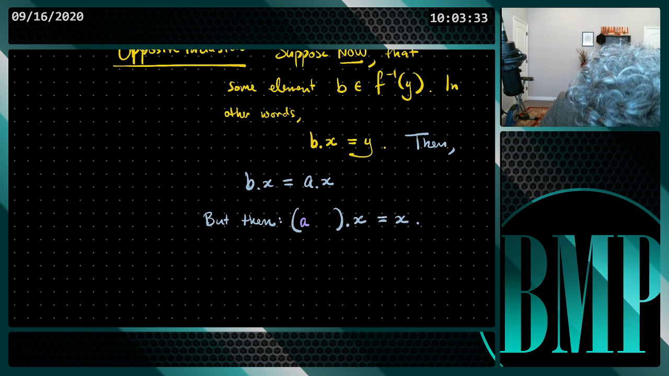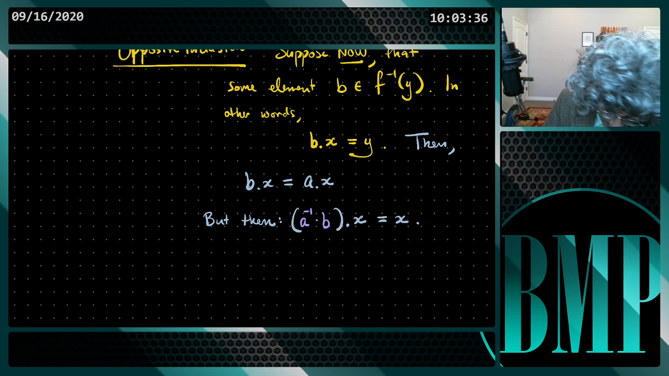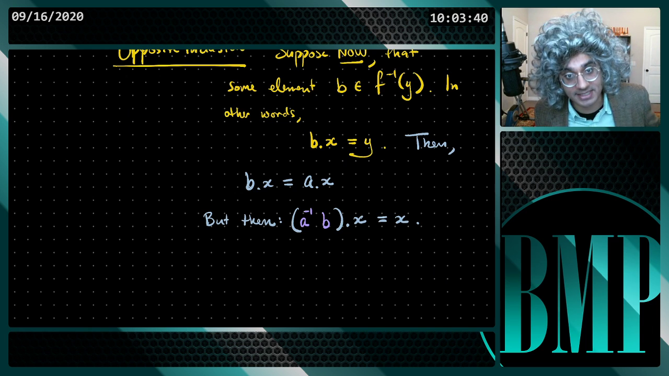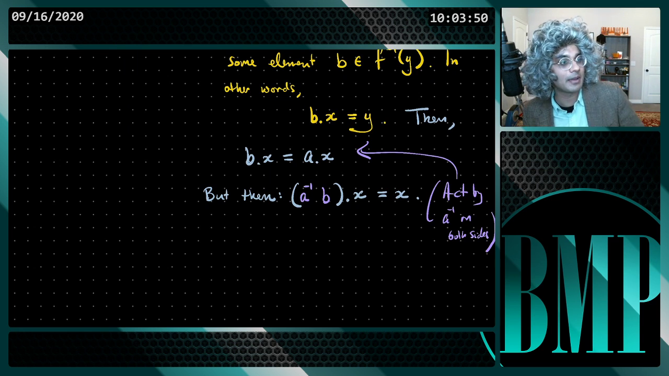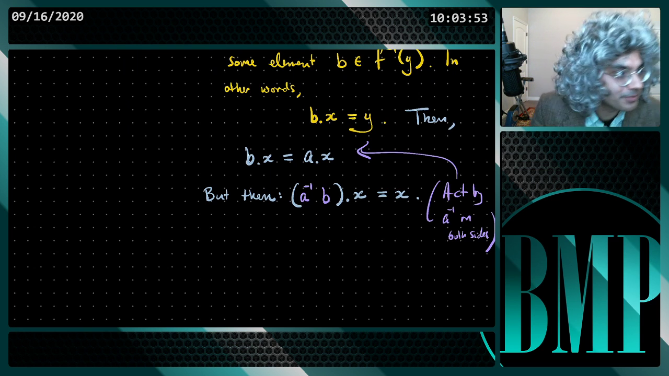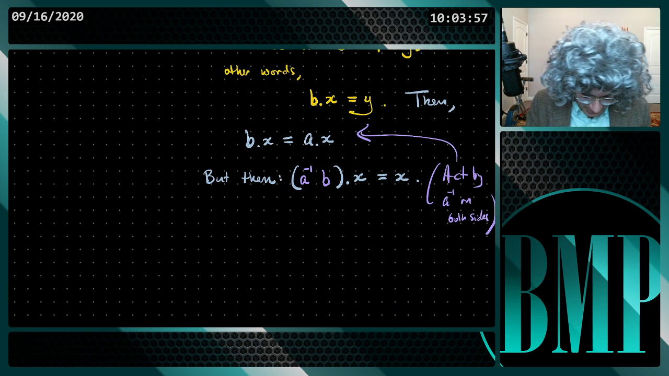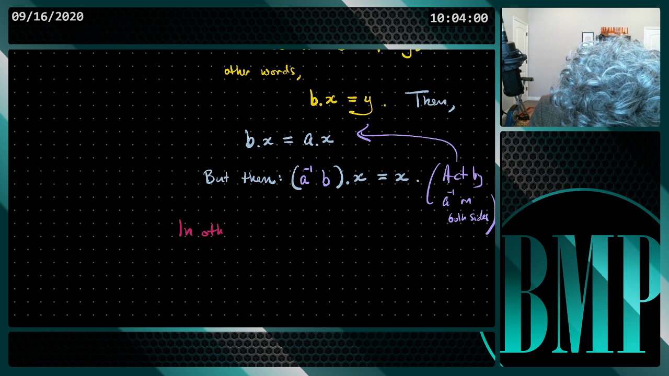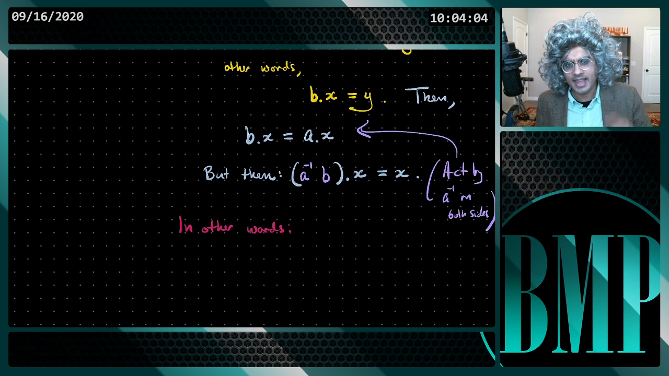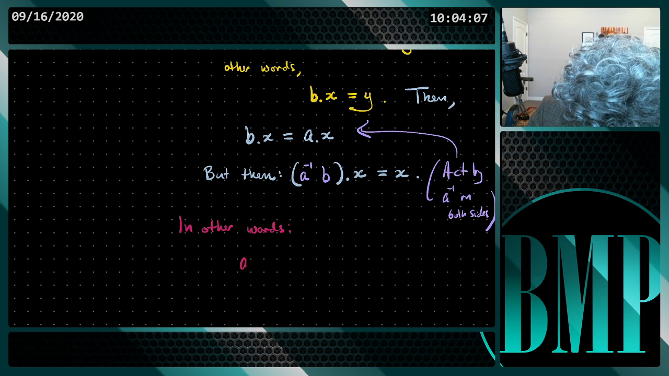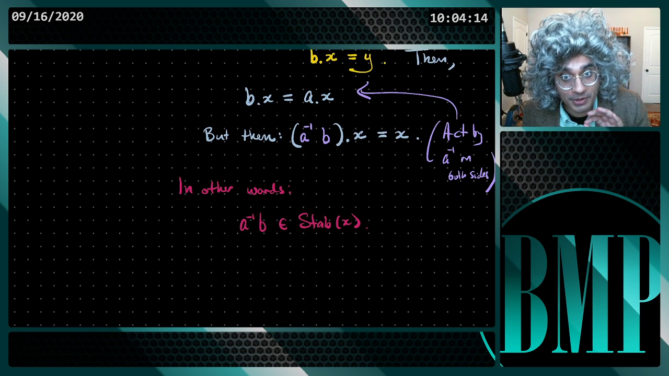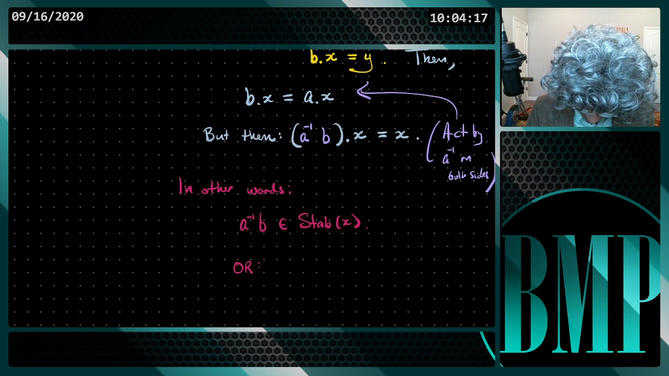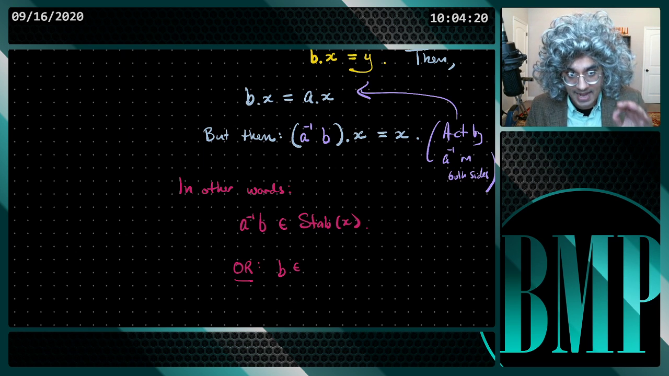Okay, then, new stuff. A inverse times B times x is x itself. So now act by A inverse on both sides. You have to forgive me, this happens all the time. Okay, A inverse. All right. So now, oh, but look at this. In other words, A inverse times B is in the stabilizer subgroup. Or to put it another way, B is in A times the stabilizer.